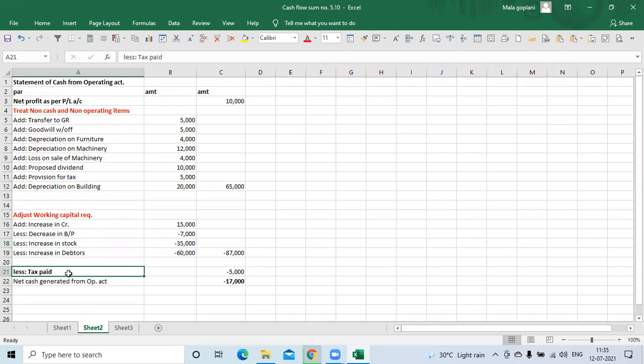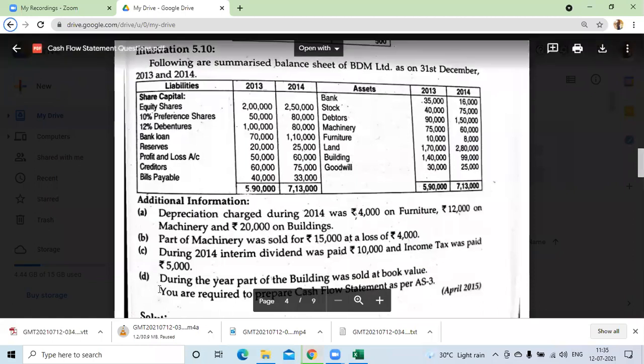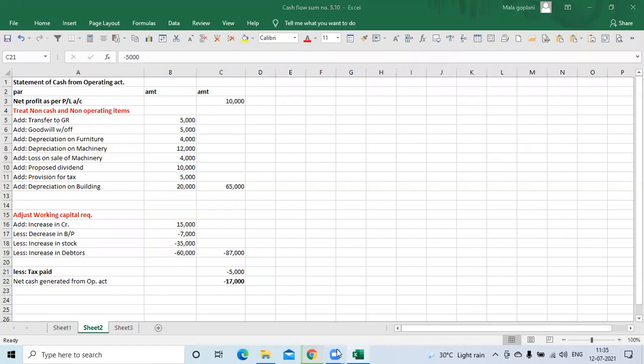Okay, so for the last heading, less tax paid, only one amount is given, therefore directly to the outer column. Tell me which amount is given. How much was the tax paid? 5,000. Bracket 5,000, because less. Write down: outer column, bracket 5,000, less tax paid. Everybody done? Come on, quickly, yes or no? Yes, ma'am, done.